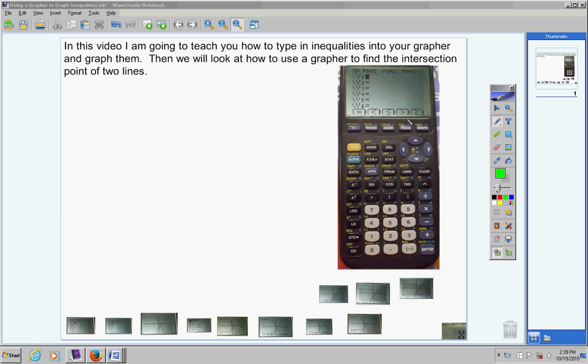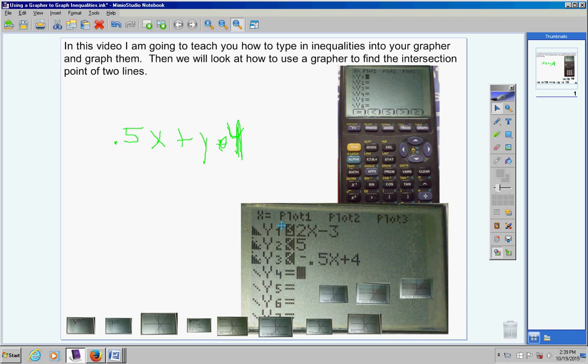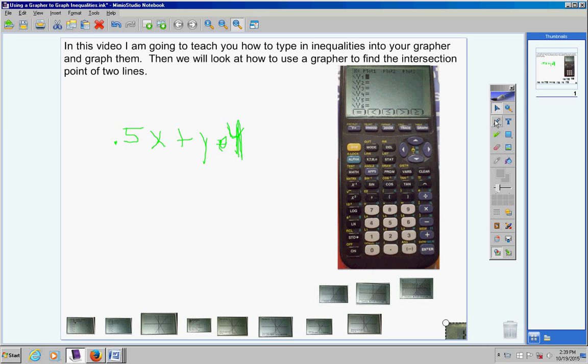Students, I want you to type this in next. It's 0.5x plus y equals 4. Now, do you see what I've done to you here? That's a 4 right here. What I've done is I've not given you the inequality, not equals, sorry. I want it to be less than, okay? So 0.5x plus y is less than 4.